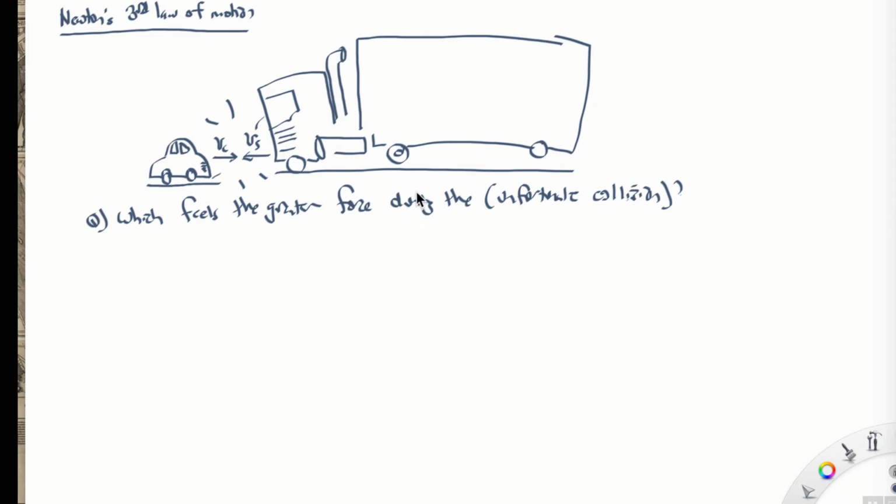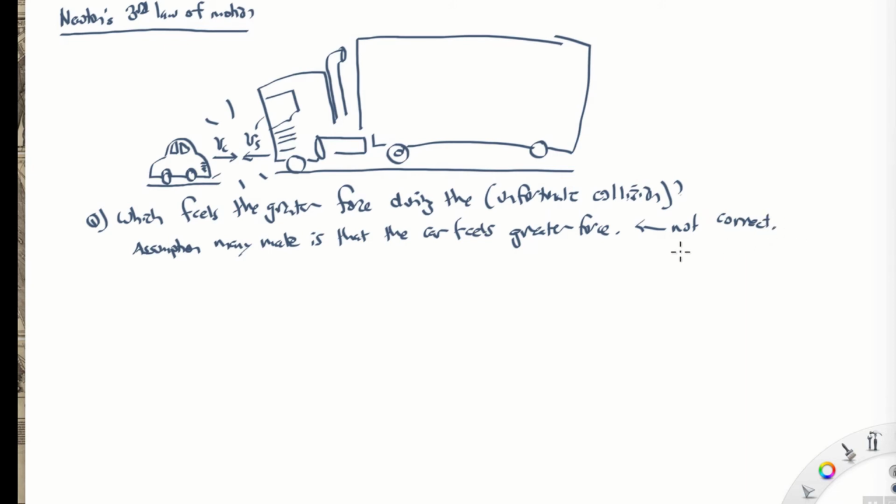Typically students have a sense that when you first see this problem, many people's immediate reaction is that, of course, the Volkswagen Bug feels the greater force. So the assumption that many make, which sounds kind of reasonable, right, is that the car feels the greater force. But I'm going to argue that this is not correct. This is not correct. And why is it not correct?